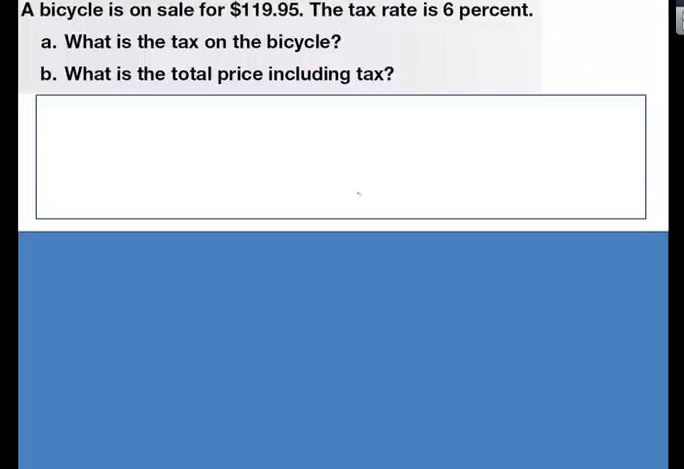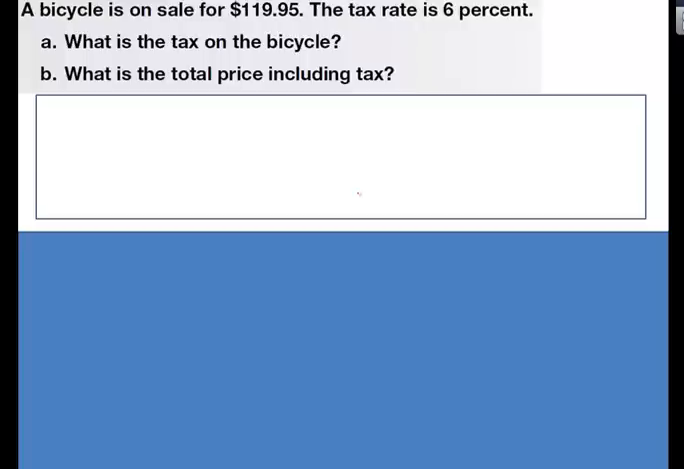Okay, another one to practice on. A bicycle is on sale for $119.95. When you buy something, you have to pay tax. In this case, you have to pay 6% tax. So what's the tax on the bicycle? Do this one. Turn it off. See if you can set it up again. See if you can pull all the things down.